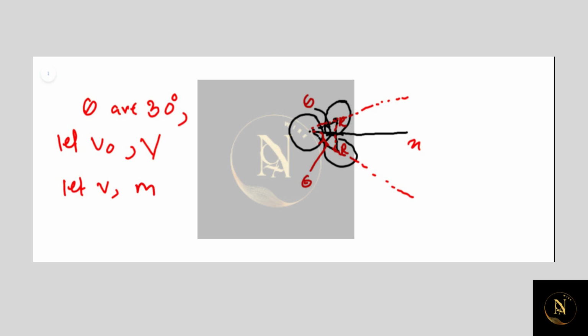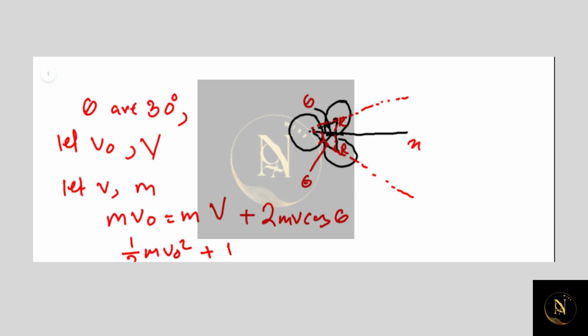Since the x component of the total momentum of the three-ball system is conserved, we can write m v0 is equal to m V plus 2 m v cos theta. Then, since the total kinetic energy is conserved, we can write 1 over 2 m v0 square is equal to 1 over 2 m V square plus 2 times 1 over 2 m v square.